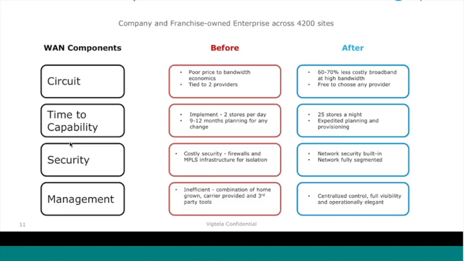They were able to now start rolling out 25 stores a night, right? So clearly this is a great benefit to them because now, 4,200 divided by 25, versus 4,200 divided by 2, it helps them actually roll things out much quicker.